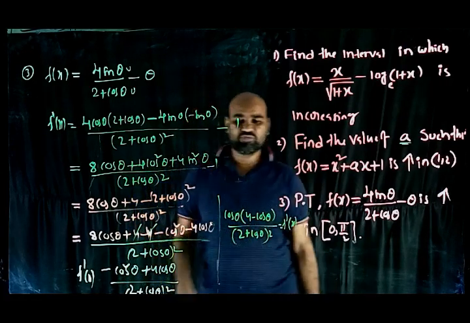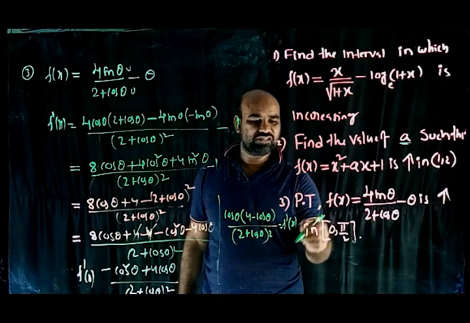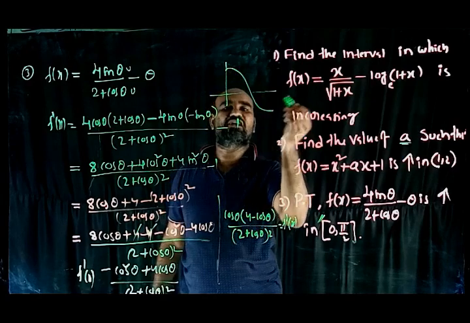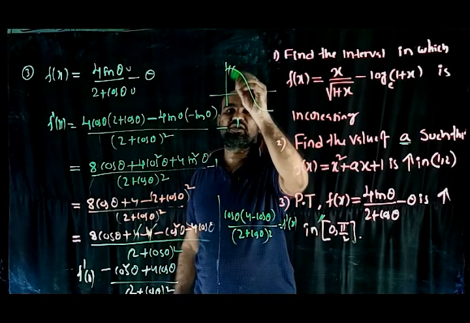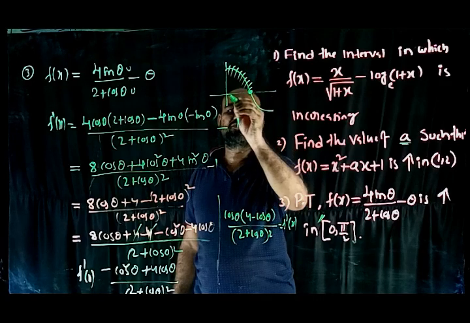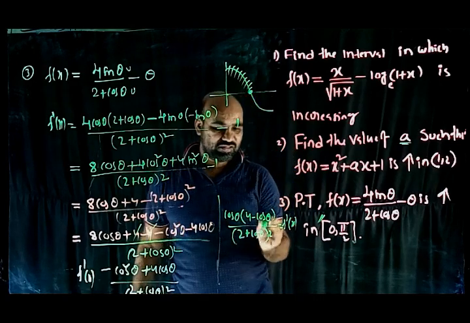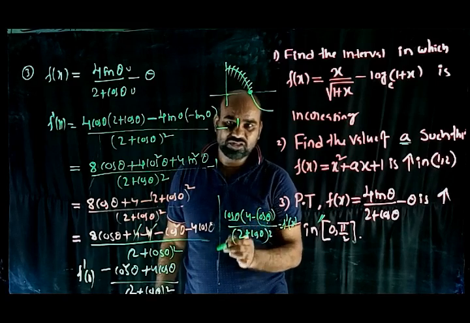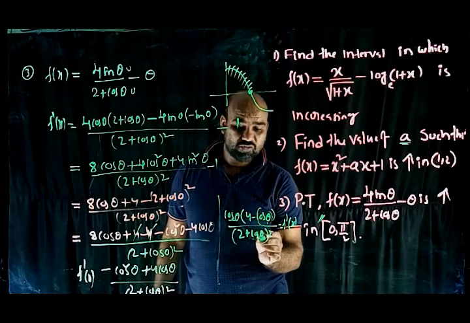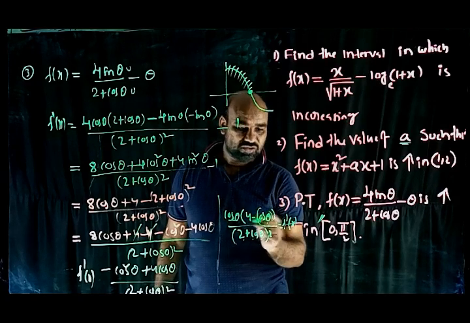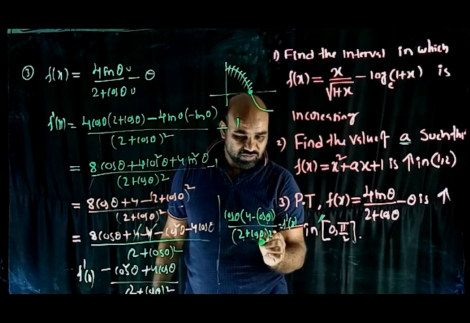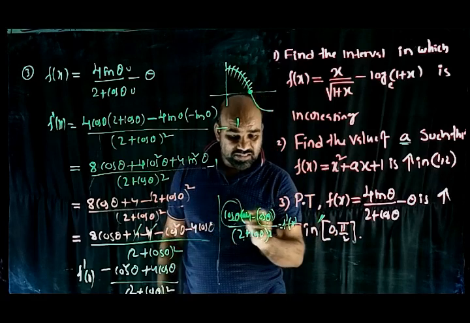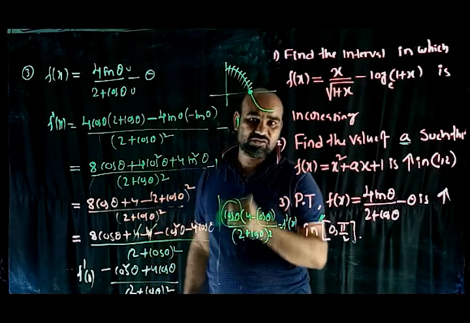Now you want to apply the sign test for this in the interval 0 to pi by 2. This is the cos function graph from 0 to pi by 2. Its value is from 0 to 1 only. 4 minus a value from 0 to 1 is positive. 2 plus a value from 0 to 1 is positive, and the square is positive. So this total is positive. Sometimes this may be 0 at pi by 2, since cos pi by 2 is 0 only. That means this total value is greater than or equal to 0.